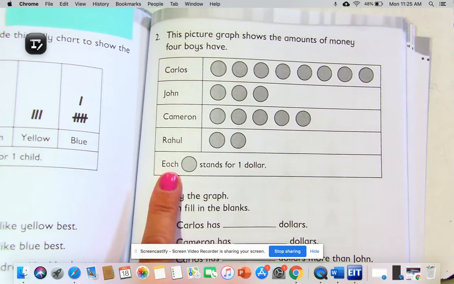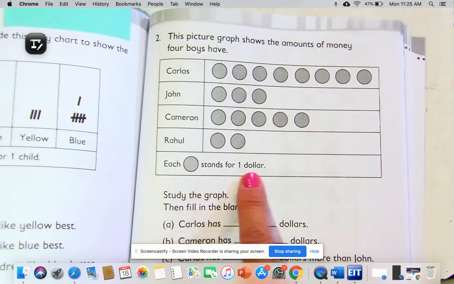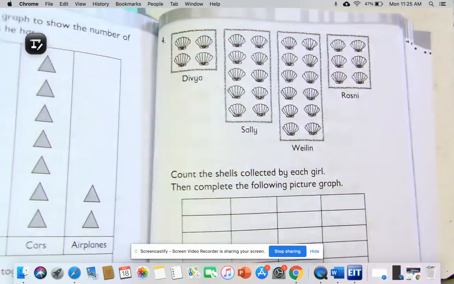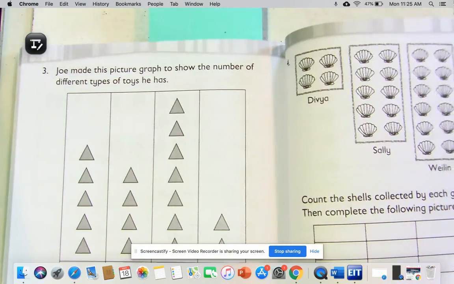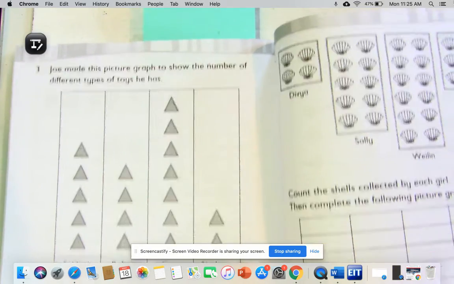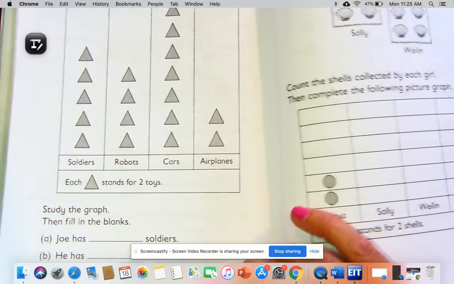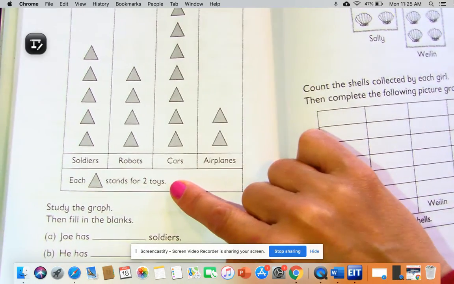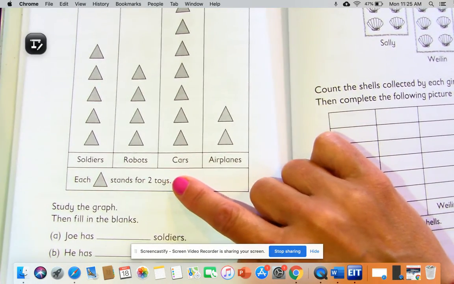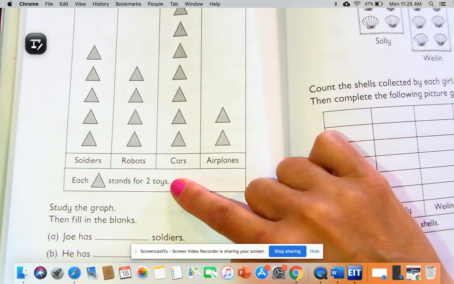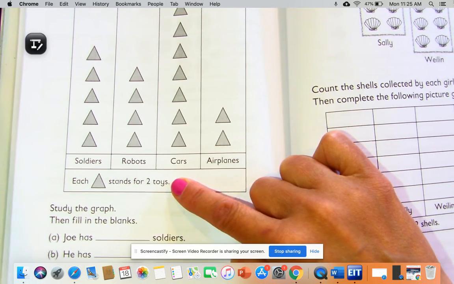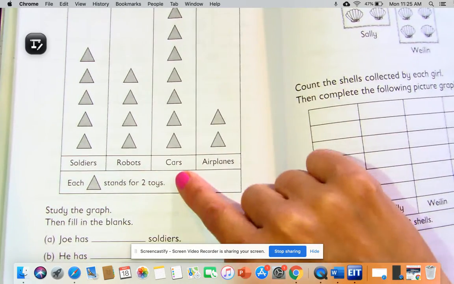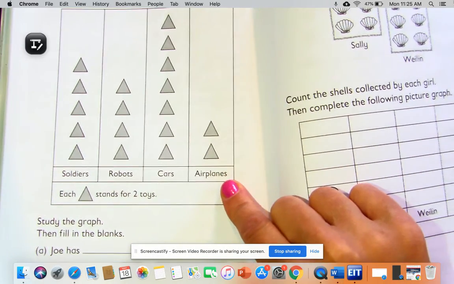And we can look at the key here. Each circle stands for $1. And then we have another picture graph on this page. Now again, take a look at the key and be careful. Each triangle now stands for 2 toys. I'm talking about some different toys that these students have. Soldiers, robots, cars, airplanes. Very nice.